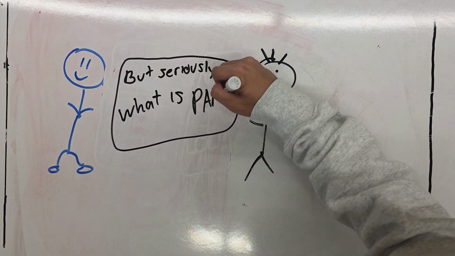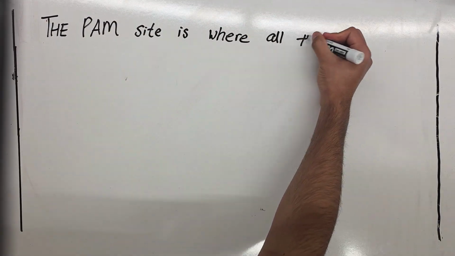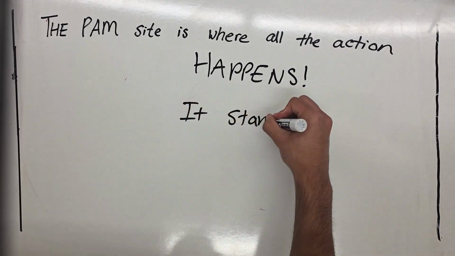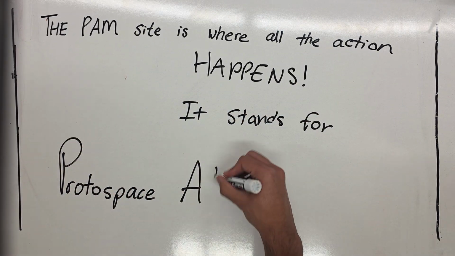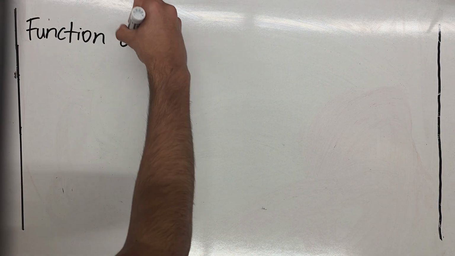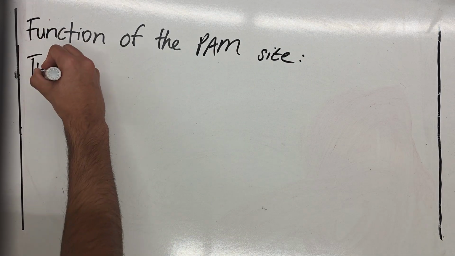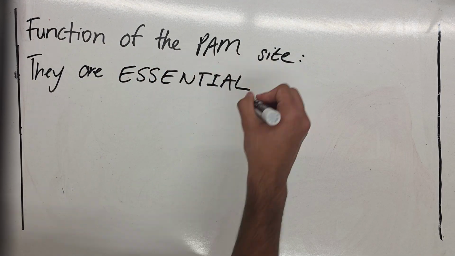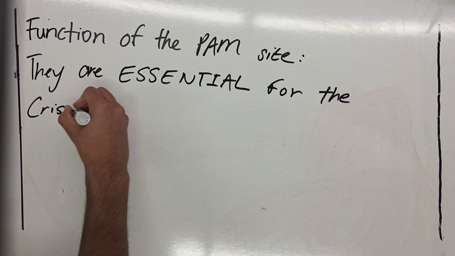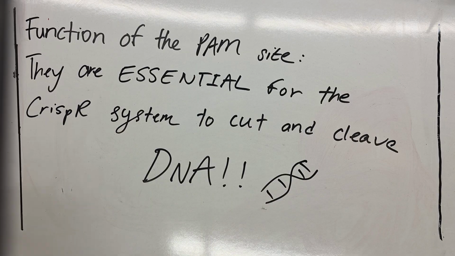Okay, wait, but seriously though, what is PAM? Okay, yeah, but in all seriousness, the PAM site is where all the action happens. It stands for the protospacer adjacent motif. Well, what's the function of the PAM site? It's essential for the CRISPR system to cut and cleave DNA.